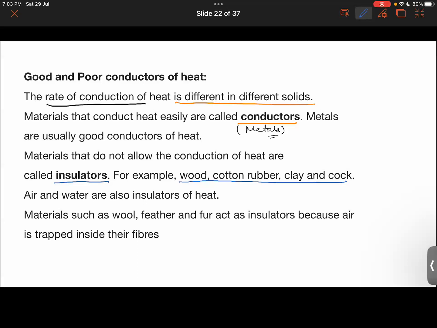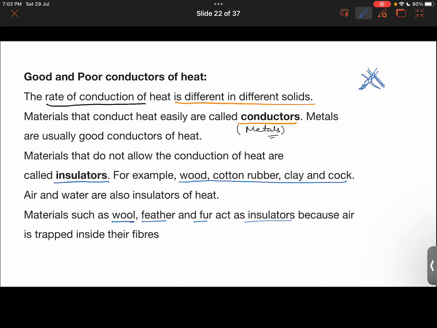Now what about materials like wool, feather and fur? Why are they considered insulators? Because air is trapped in the small spaces. Exactly, you studied about this in the previous class.